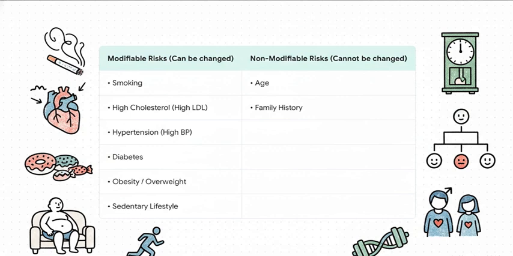Then, on the other side, we have the non-modifiable risks. These are the things you just can't change. We're talking about age, gender, men and postmenopausal women are at higher risk, and, of course, family history. You can't change the hand you were dealt, but it's crucial to know about them for a full risk assessment.